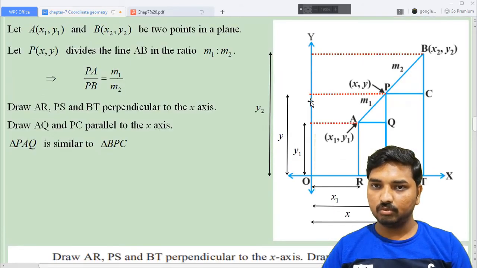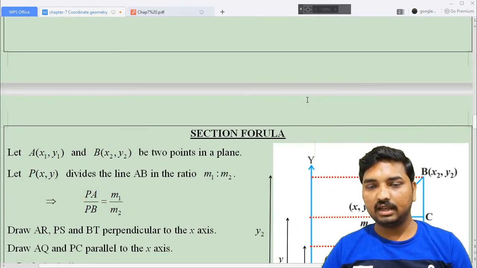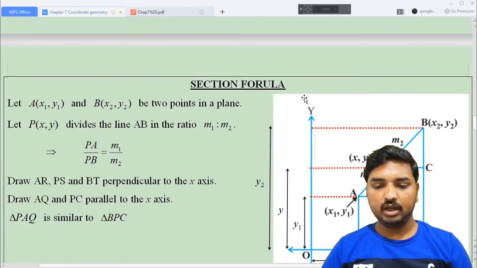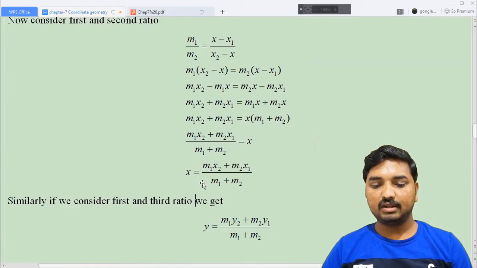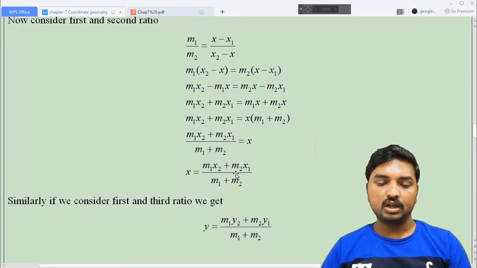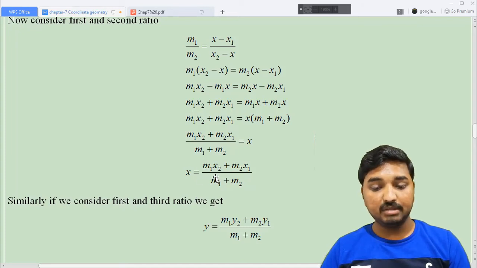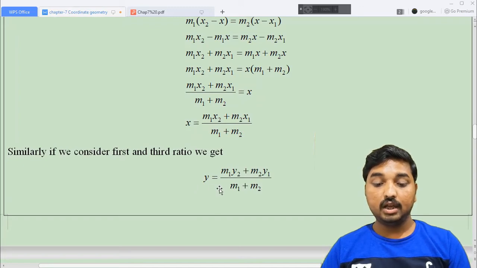Because in the problem, he will give x1, y1, x2, y2, m1, m2. You need to find x comma y. So that's why we want a formula like this: x in terms of x1, x2, m1, m2, and y in terms of y1, y2. So we have obtained x in terms of x1, x2 and m1, m2. Now if you know the values of x1, x2, m1, m2, you can find the value of x.